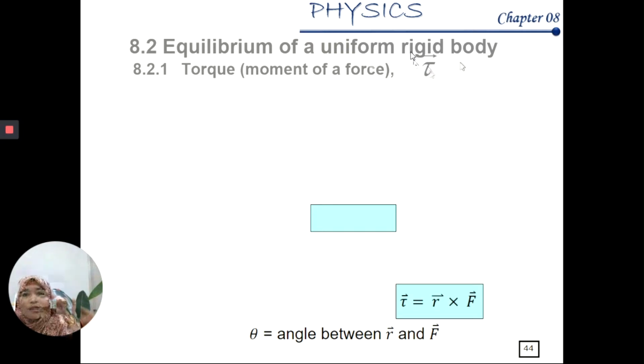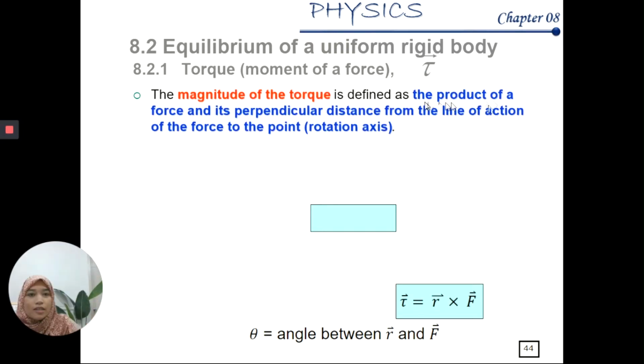Torque is defined as the product of a force and its perpendicular distance from the line of action of the force to the point of rotation axis. So you must remember the distance and the force must be perpendicular. Whatever the angle or whatever the curve or object, the force acting on the system must be perpendicular with the distance from the line of action or from the rotation axis.